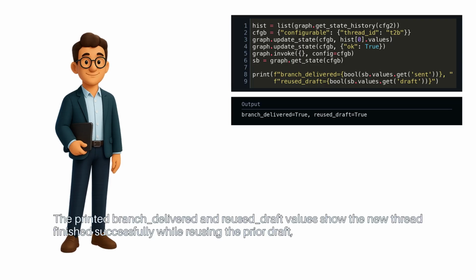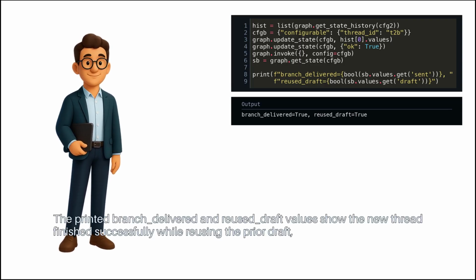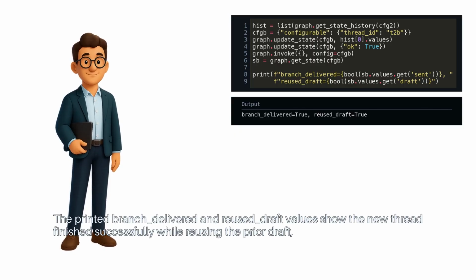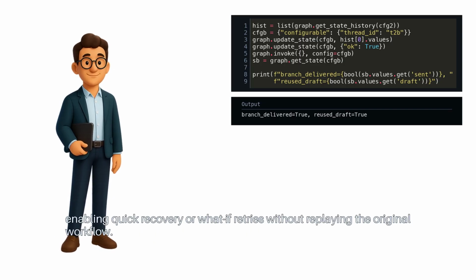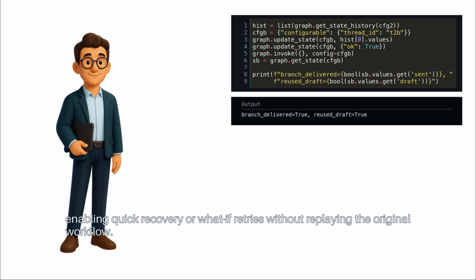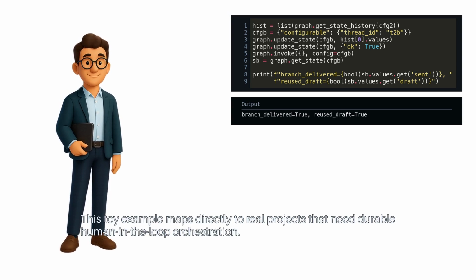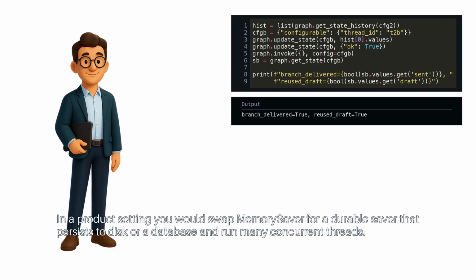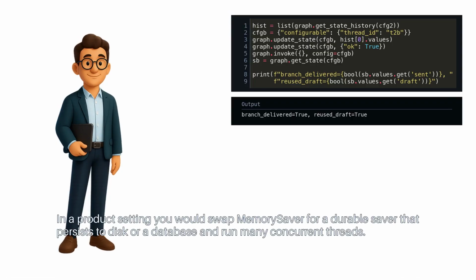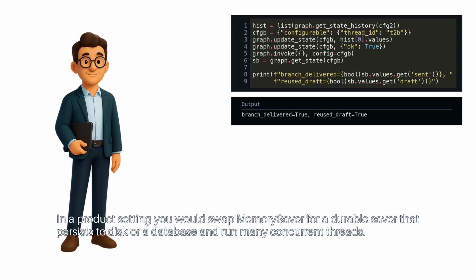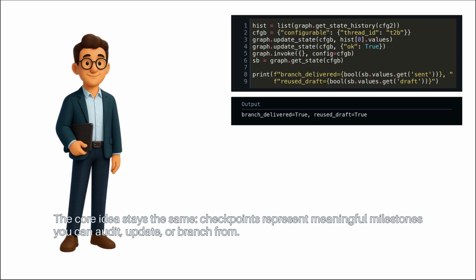The printed branch delivered and reused draft values show the new thread finished successfully while reusing the prior draft, enabling quick recovery or what-if retries without replaying the original workflow. This toy example maps directly to real projects that need durable, human-in-the-loop orchestration. In a product setting, you would swap MemorySaver for a durable saver that persists to disk or a database and run many concurrent threads. The core idea stays the same.